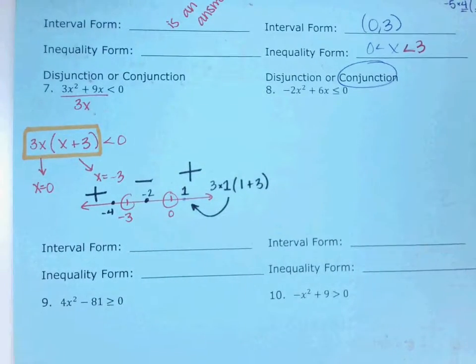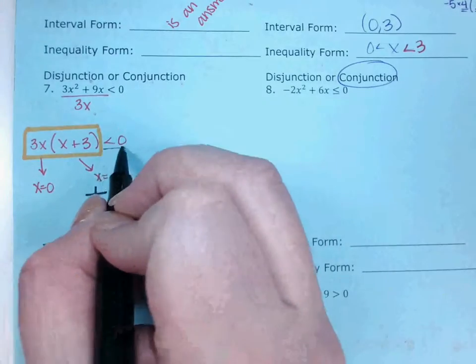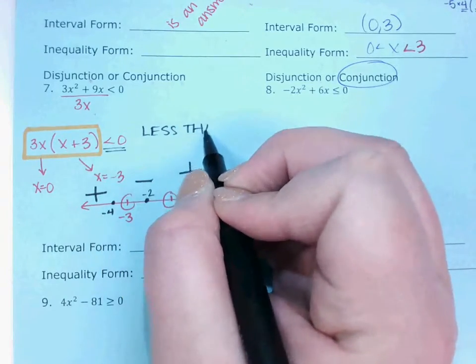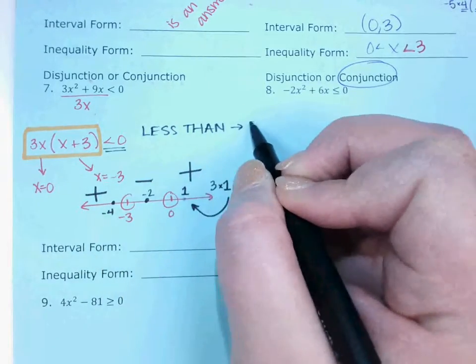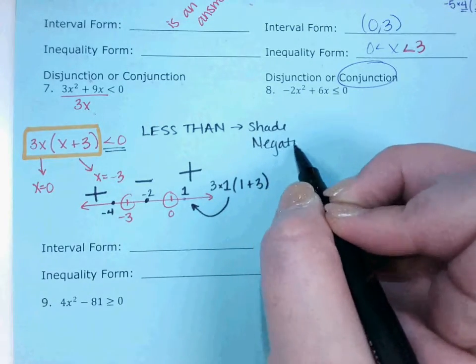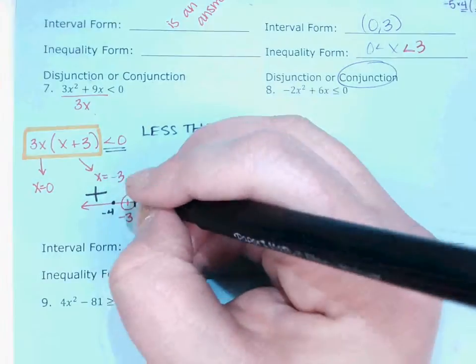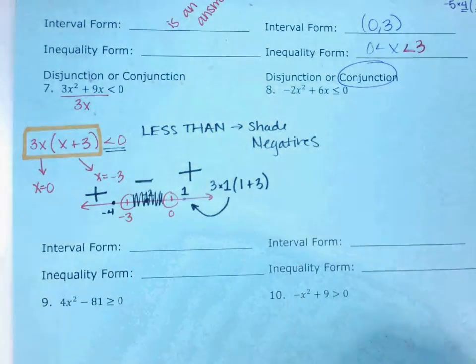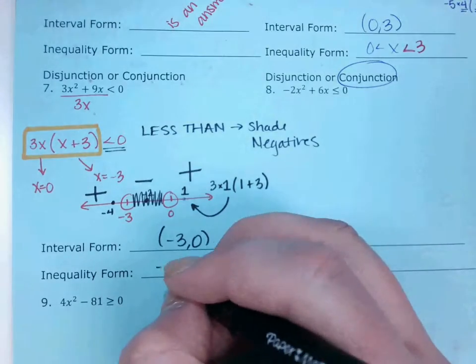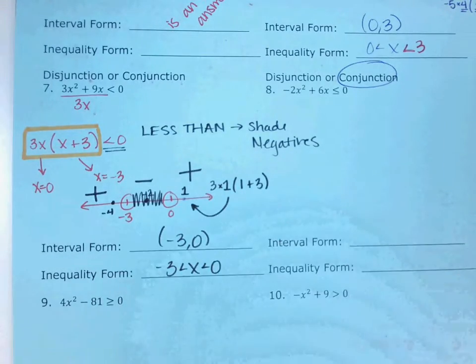Then from there, I want the less than 0 portions of the graph. This is a less than 0. And if it's a less than, do I want the positives or the negatives? Shade the negatives. So I'm shading the conjunction. So it'd be negative 3 to 0, negative 3 less than x less than 0. Make sense? And it is a conjunction, but we don't keep circling after that.